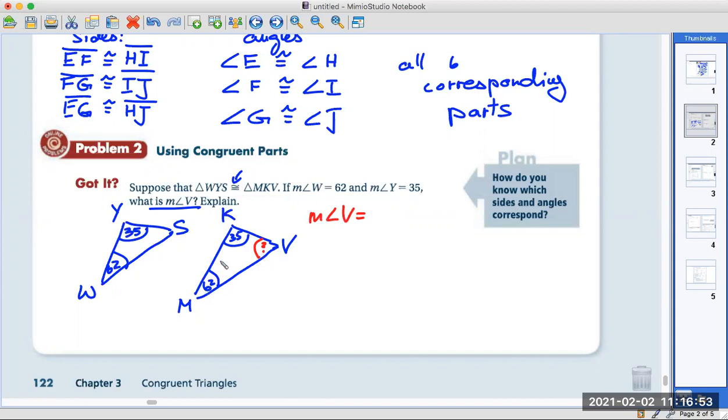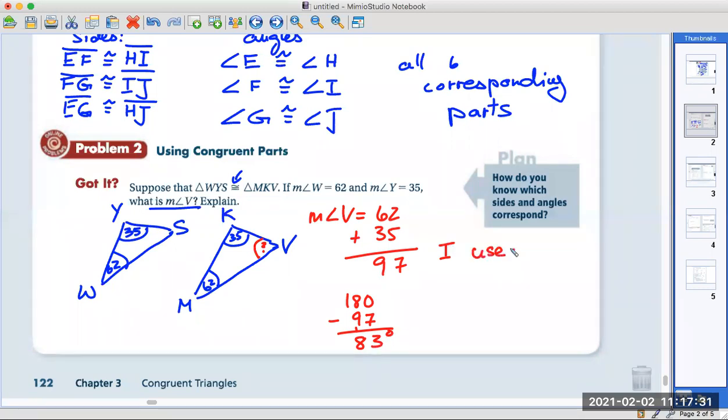So remember last lesson, the triangle angle sum theorem says the sum is always 180 degrees. So you're going to add these two, 97, and then subtract the sum from 180 will give you the third angle, 83 degrees. I'll just say, okay. And it says explain, so here's my answer.